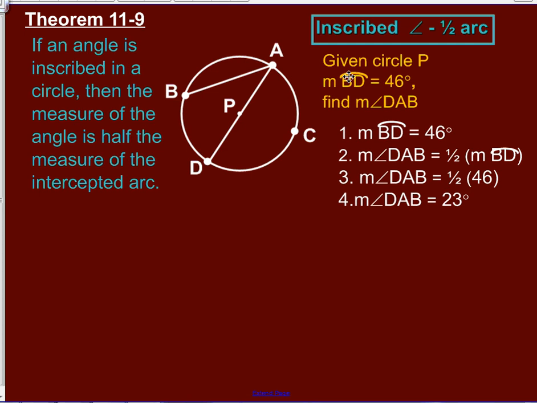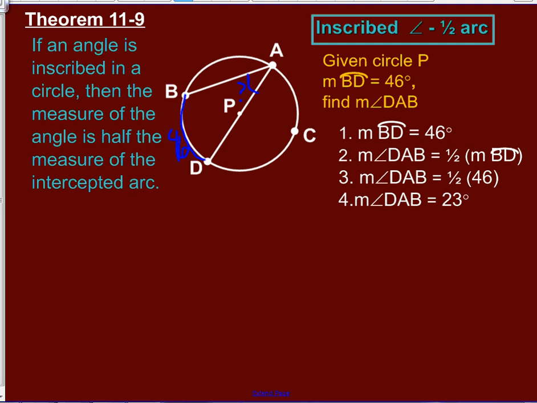Okay, so basically what that means is, given that we have circle P, so your circle P here, and we have this inscribed angle, BAD, and we know that the measure from B to D is 46. We want to know what this angle is. We don't know what it is. Oh no. They give this really slick formula.